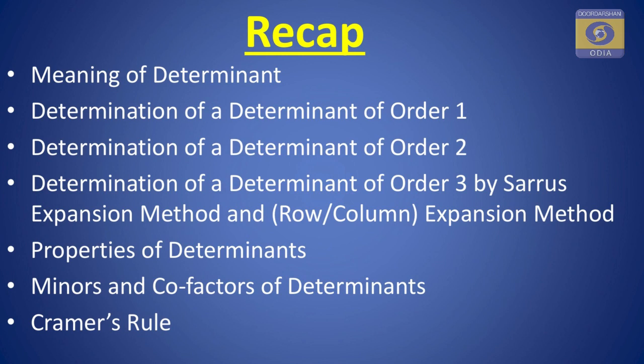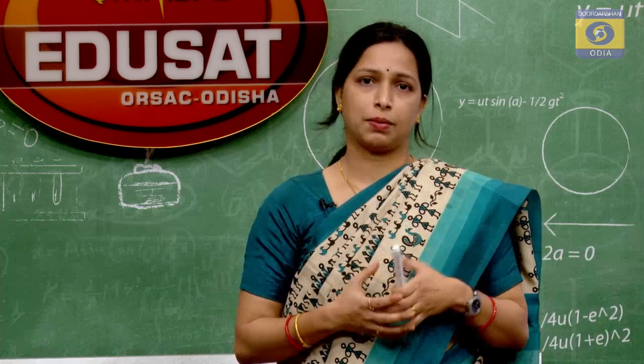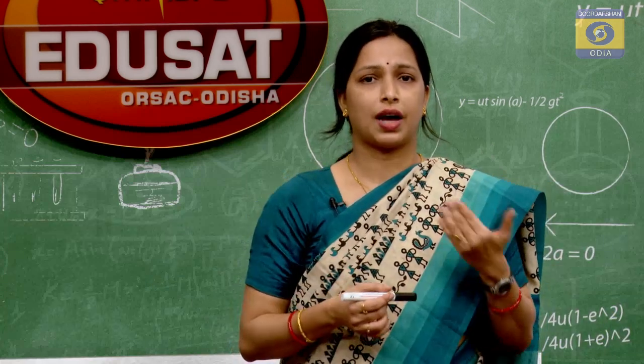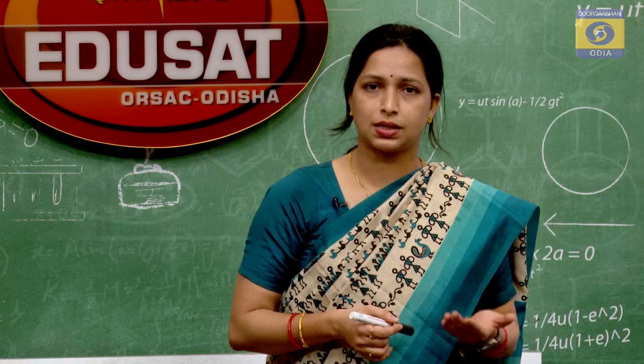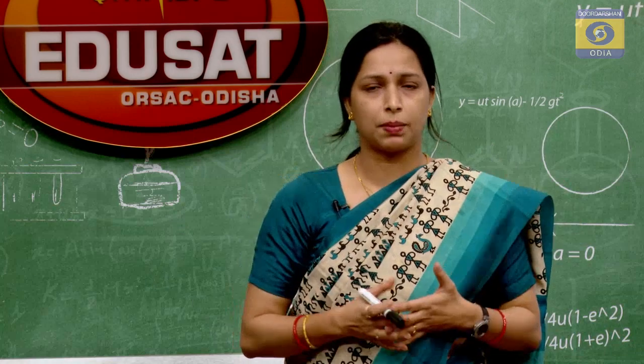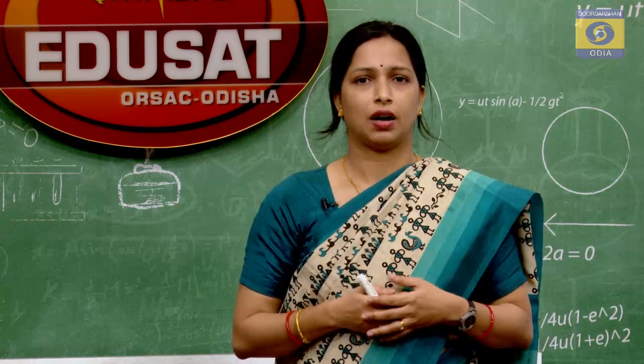Now, lastly we have discussed how to use Cramer's rule, because the best application of determinants is to solve linear equations, right, and that is where we can use Cramer's rule in order to find out the values of unknown variables, whether there are 2 variables or there are 3 unknown variables.